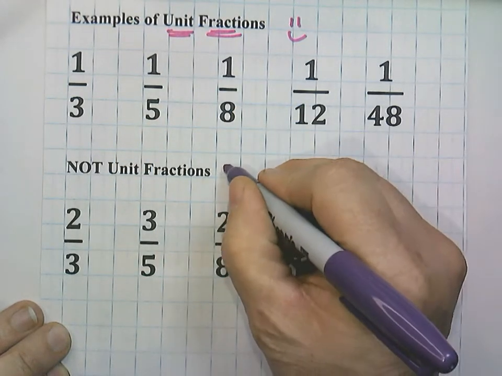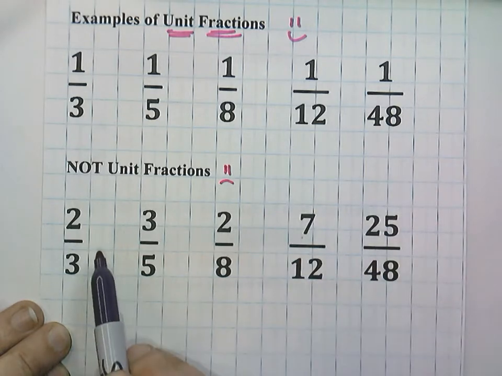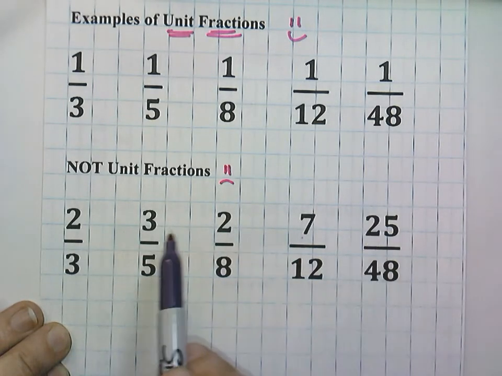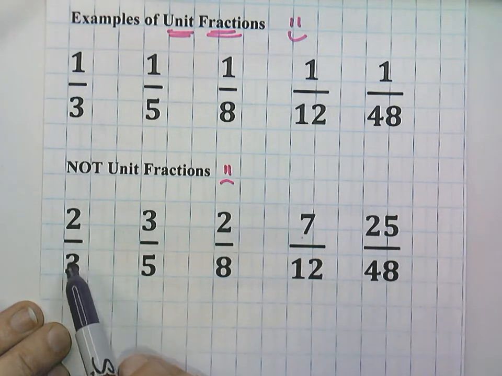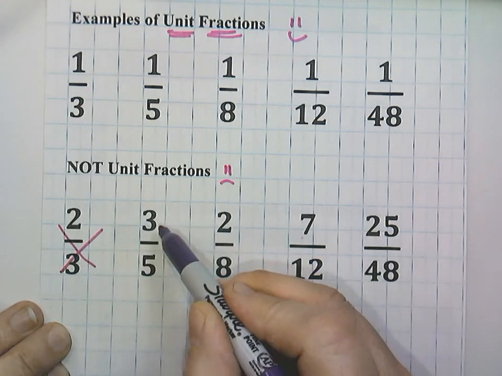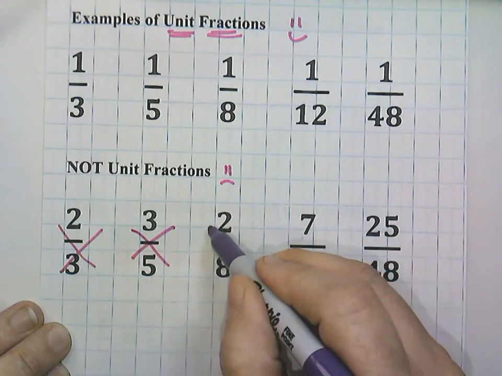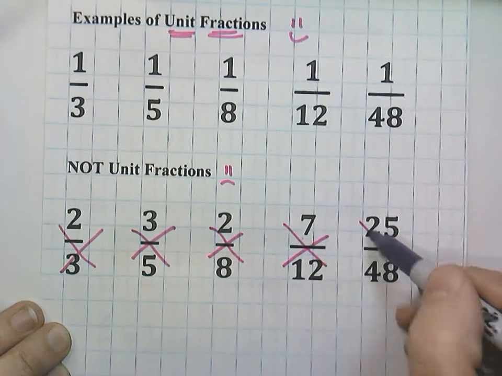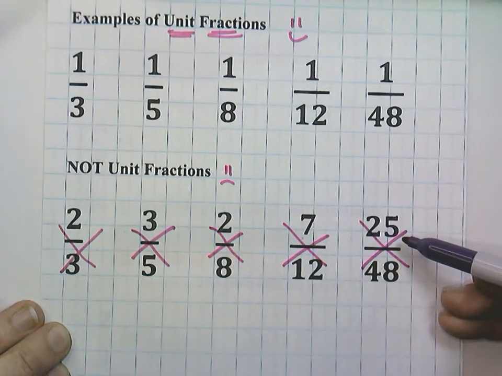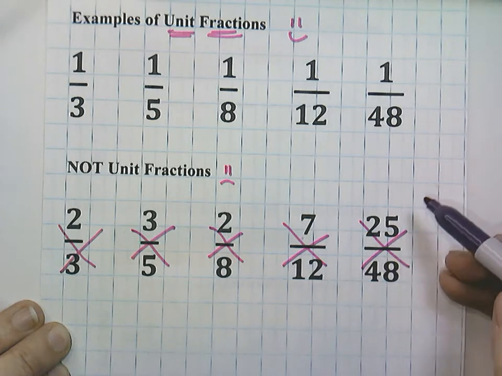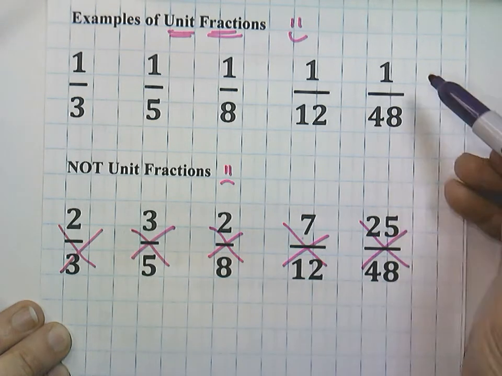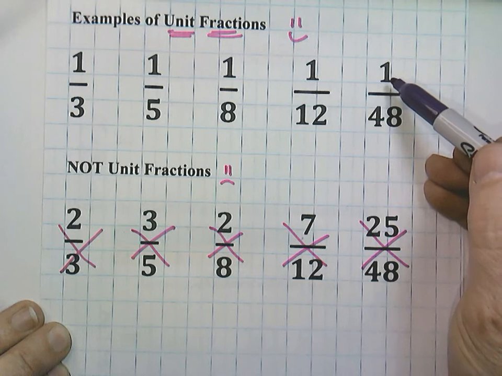Not unit fractions would be, well, what's wrong here? You don't see number 1. This is 2/3. That's not a unit fraction. 3/5. 3 is not a 1, so it's not a unit fraction. And same with all of these here. These are not unit fractions. Why? Because the top number is not 1, and a unit fraction must have 1 on top.